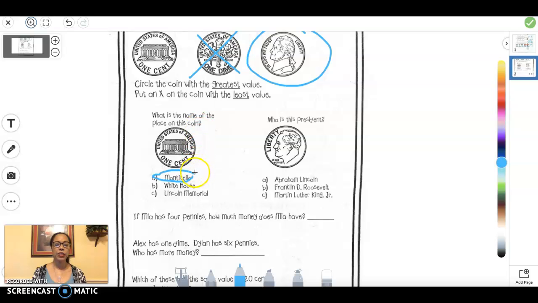Okay, I hope you're paying attention because Mom and Dad will not help you on this one. You need to do this one on your own. Who is this president? Is this Abraham Lincoln, Franklin D. Roosevelt, or Martin Luther King Jr.? Circle the choice that you think is best.